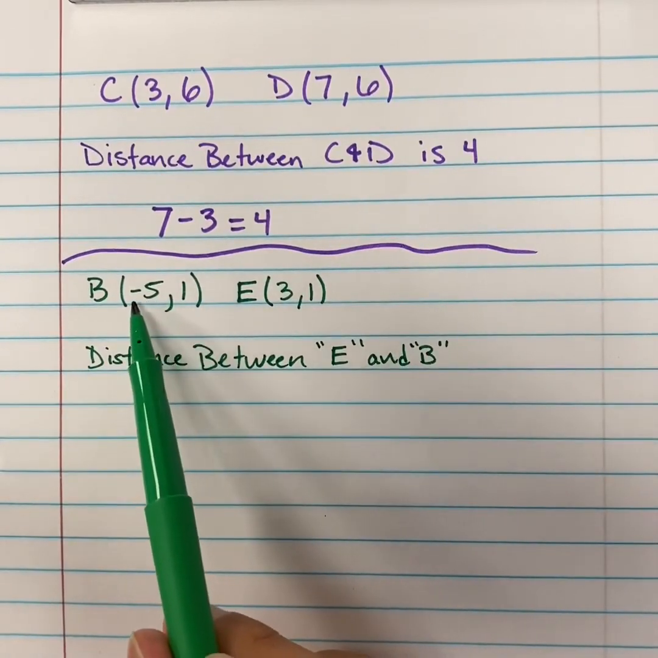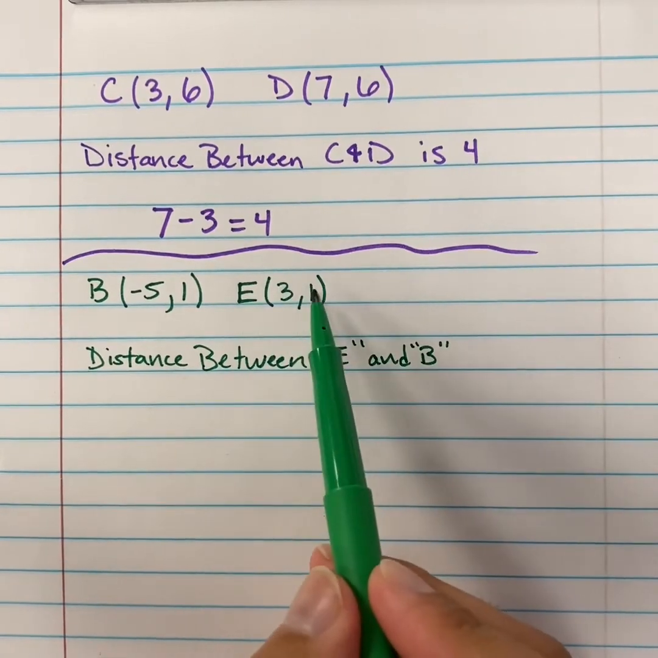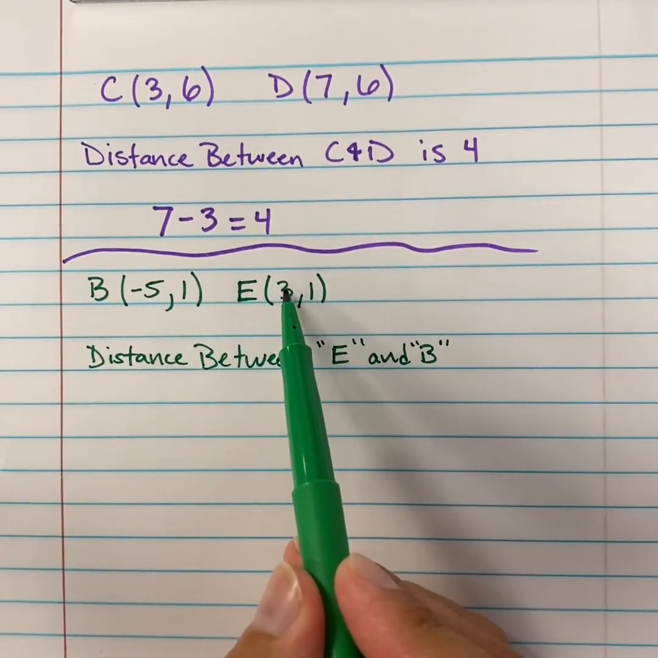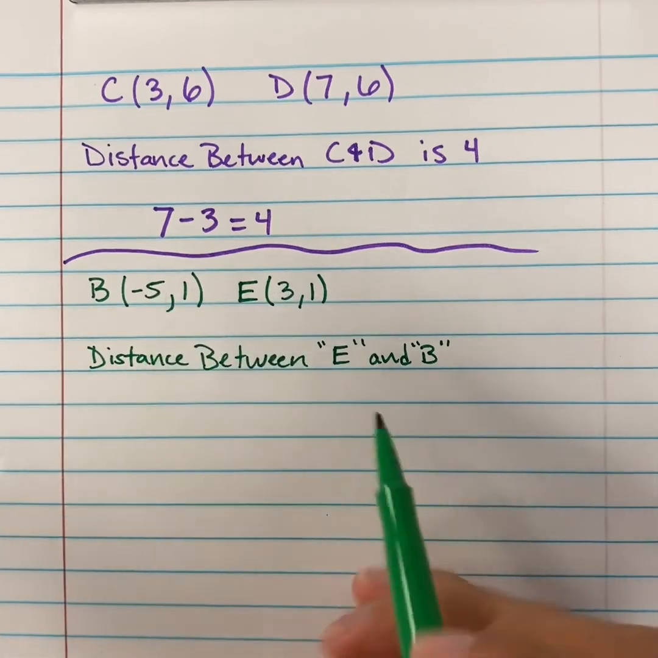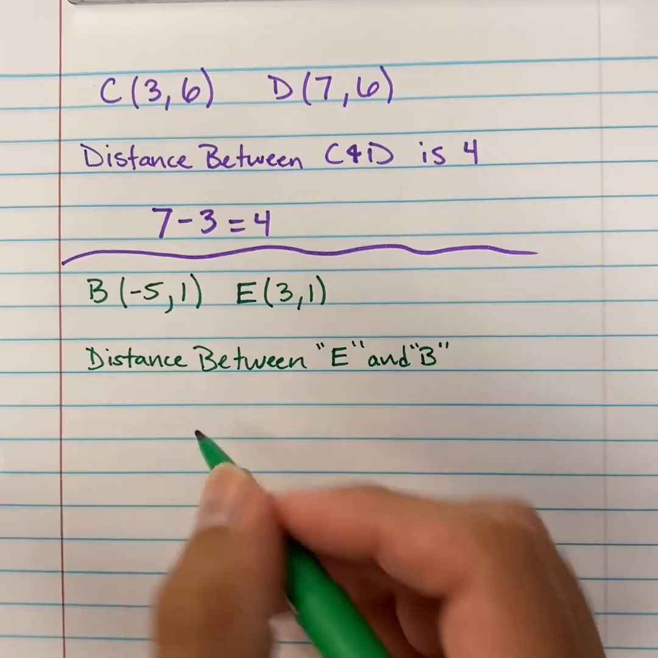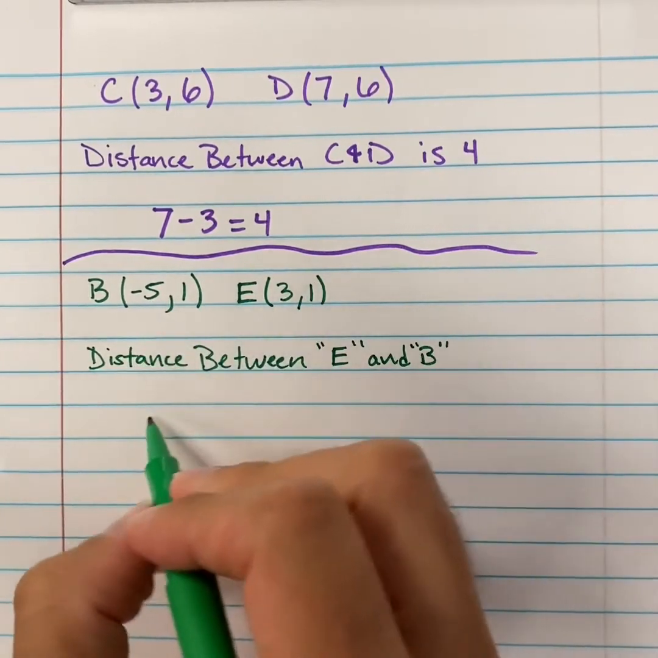B was the point -5, 1, and E is the point 3, 1. We're not focused on our y coordinates. They are the same, so we are focusing on the distance between our x values. And this is where absolute value is going to come in.